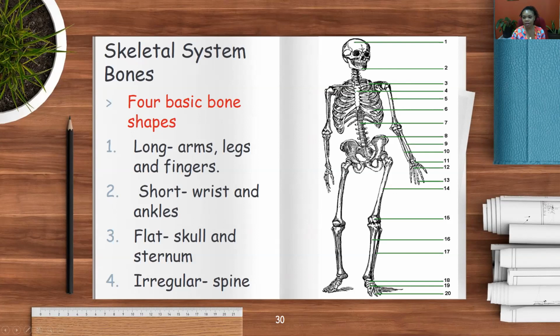15, the patella or kneecap. 16, the tibia. And remember, the smaller word is the bigger bone. So 5 letters, tibia, T-I-B-I-A, that's a bigger bone. So 16 is the tibia, and 17 is the fibula. 18, the tarsals. 19, metatarsals, and 20, the phalanges.